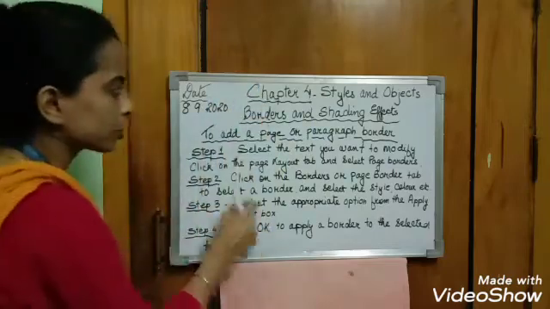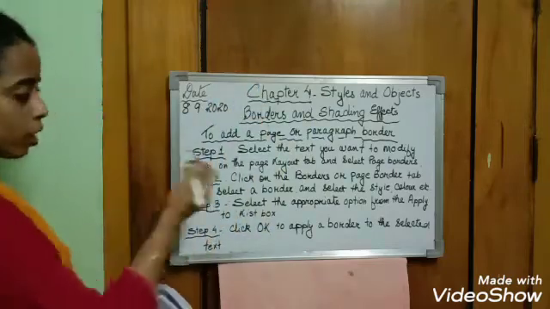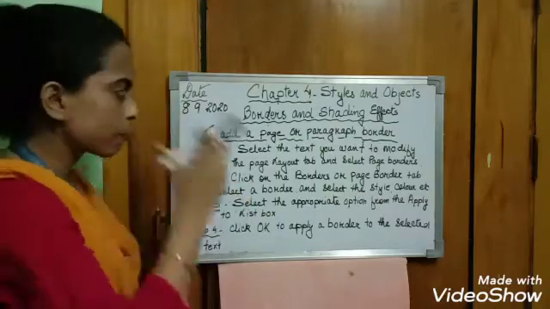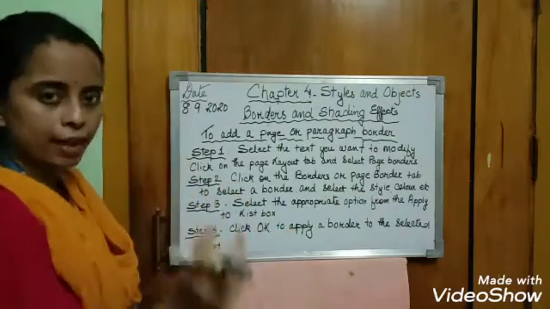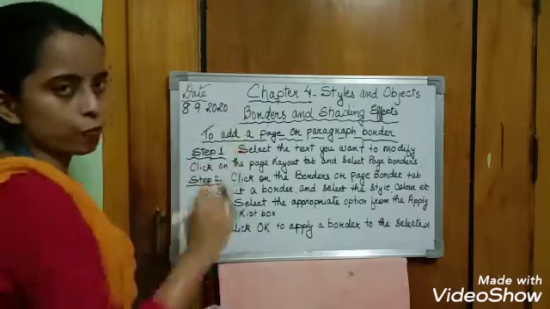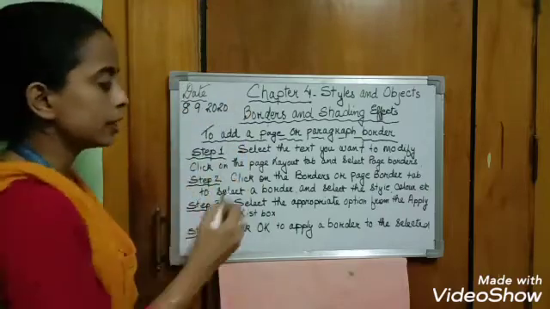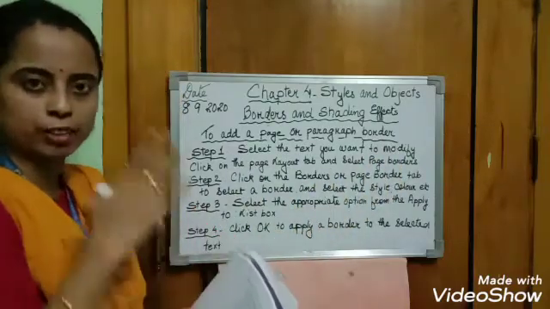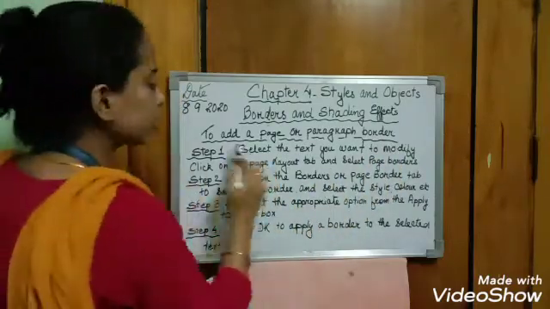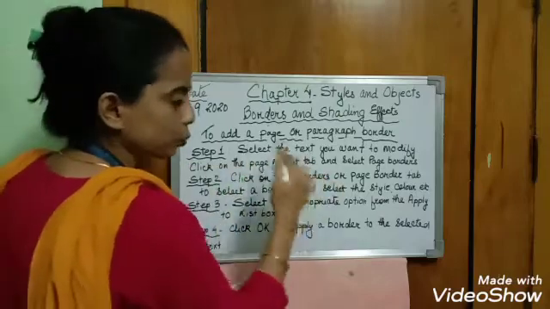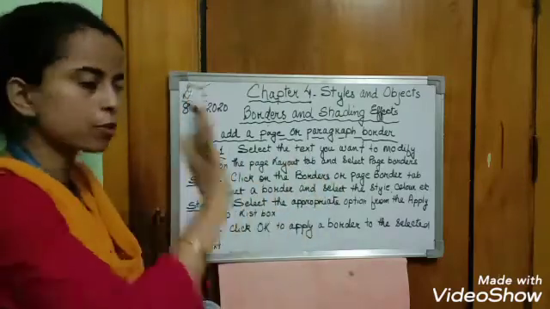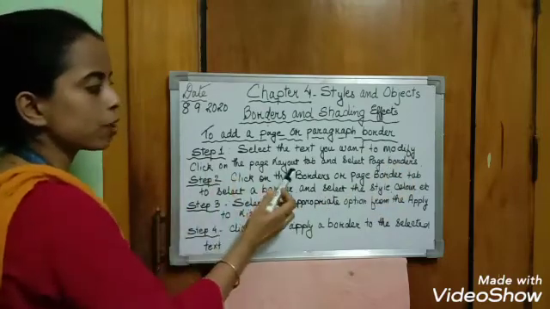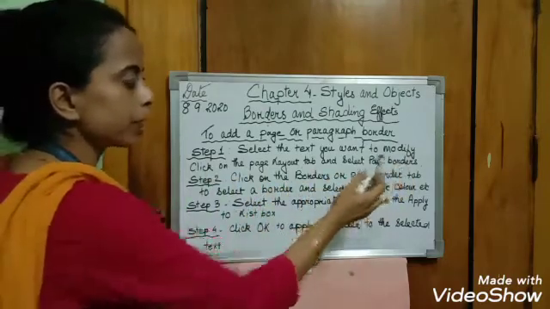So these are the steps to apply the border. What is step number 1? Suppose you have written one page or a paragraph. Now, how do you apply the border effect? Step number 1: select the text you want to modify. Modify means you want to change the appearance. Whatever you have written, you have to select it. Then click on the Page Layout tab or select Page Borders.